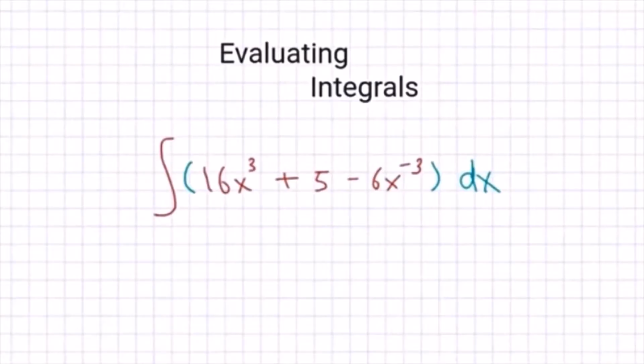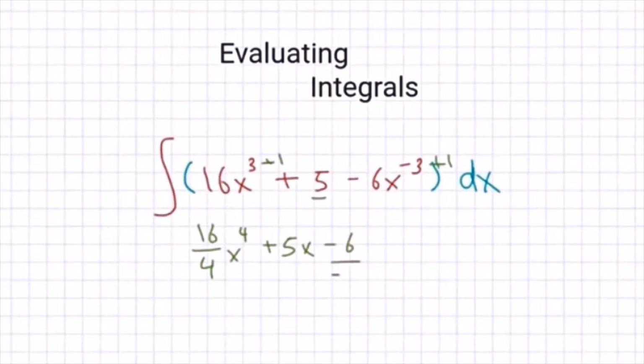The definite integral of 16x to the power of 3 plus 5 minus 6x to the power of negative 3 dx. 3 plus 1 equals 4. So we're going to write down 16 over 4x to the power of 4. And since 5 is constant, we're going to write down 5x. Negative 3 plus 1 equals negative 2. So we're going to write down negative 6 over negative 2 x to the power of negative 2 plus c.